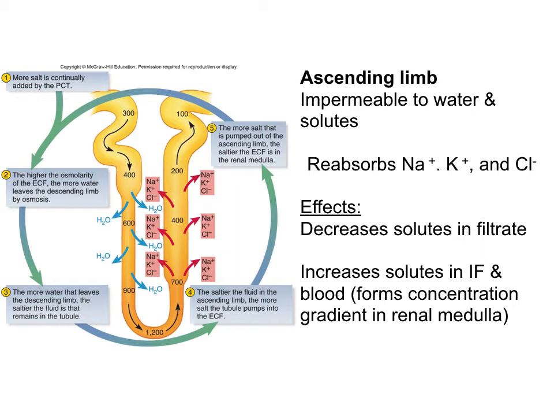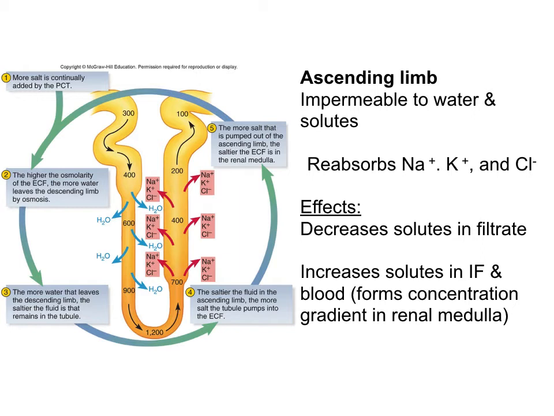However, the ascending limb can reabsorb sodium, potassium, and chloride, but again, all three get reabsorbed into the kidney interstitial fluid, but potassium is going to be almost immediately then secreted back into your tubular fluid. Now, this reabsorption is active transport. So we are actively reabsorbing, using ATP, these three particular ions.